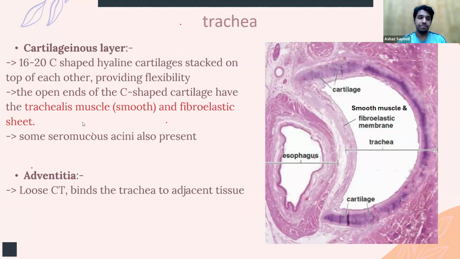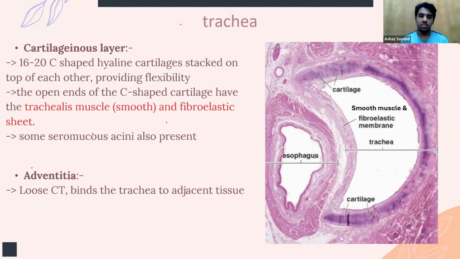Cartilaginous layer. Now you have 16 to 20 C-shaped cartilages stacked on top of each other, and they provide flexibility. The thing about the cartilages, see, you have your C-shaped trachea. This is one end of the C shape, and this is another end. There is a muscle or a structure which connects these two. That's called your trachealis muscle, and this is a smooth muscle.